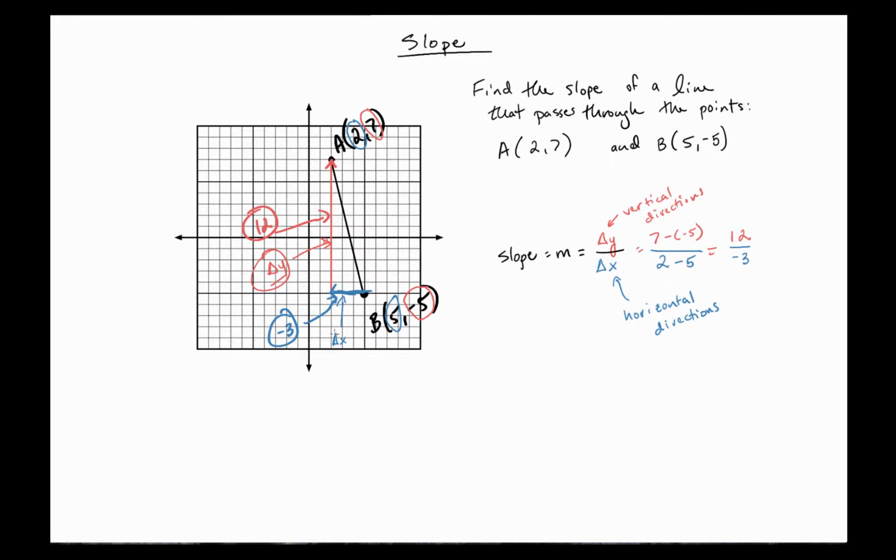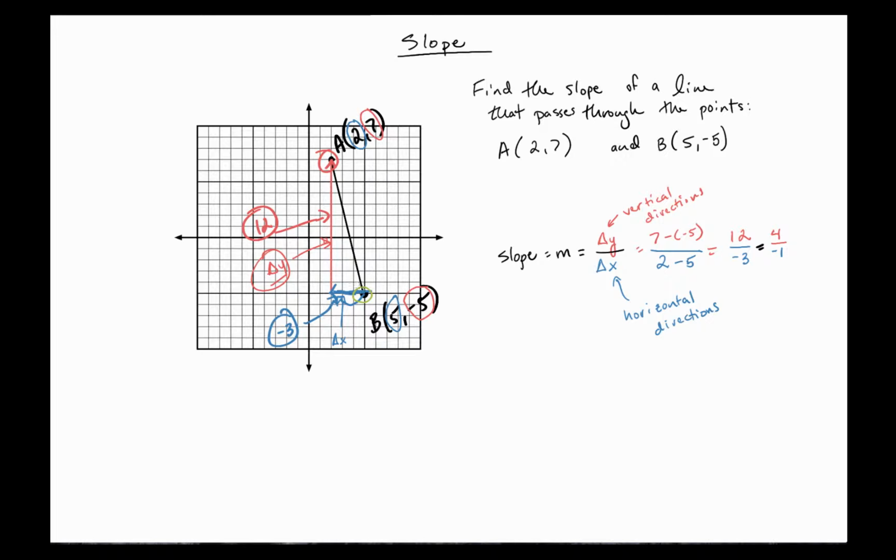Now, does that give me directions? Well, if I start at B and travel to the left 3 and then up 12, that'll put me right at A. So yes, this seems to make sense. Now, I will point out that you actually can simplify this out slightly, but we'll get the same directions. So 12 divided by -3 is going to give me 4 over -1.